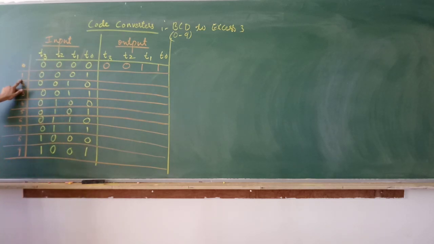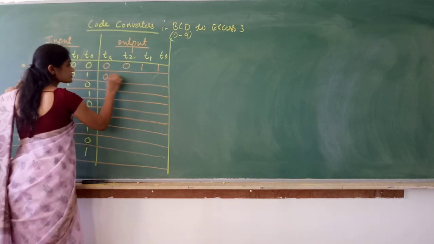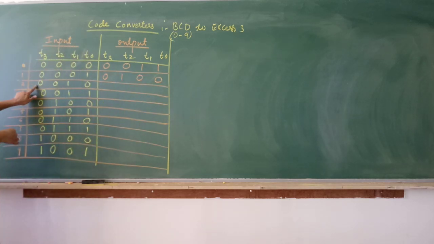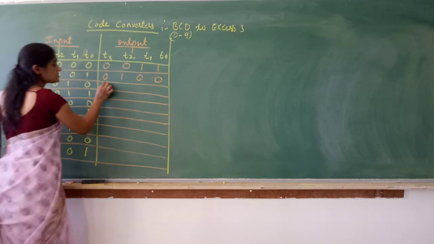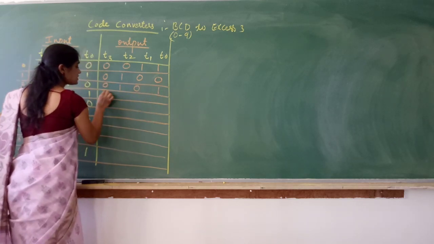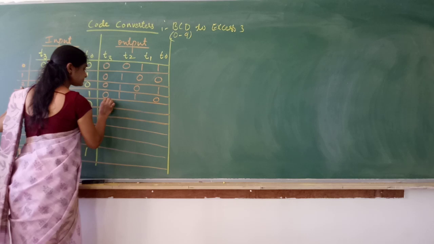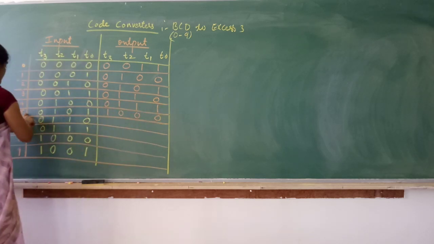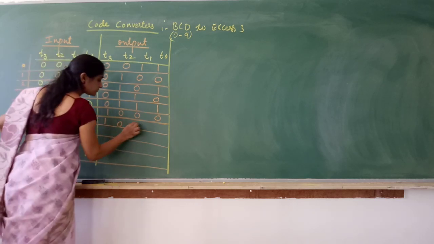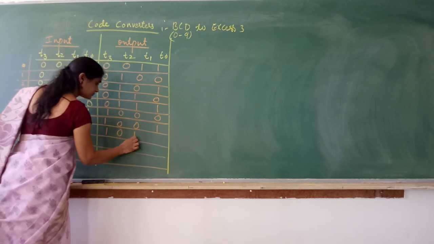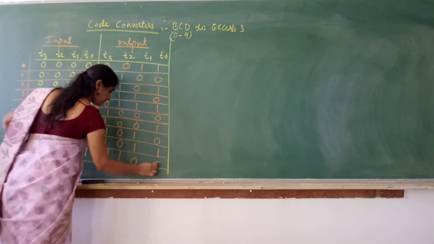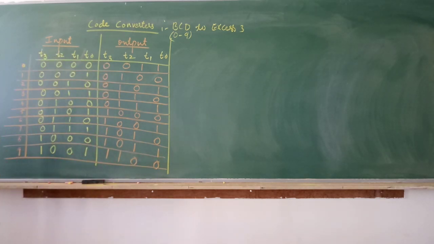So what is this? This is 1. 1 plus 3 is 4. So 0100. This is how we represent 4 in binary. This is 2. 2 plus 3 is 5. So 0101 like that. Then 0110, 0111. Am I correct? 5 plus 3 is 8. Yeah, 8. Okay. So this is 9. 9 plus 3 is 12. So this is 12. Okay.